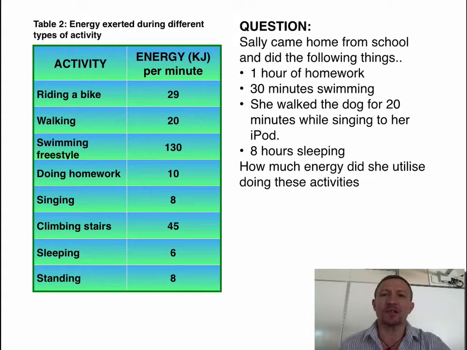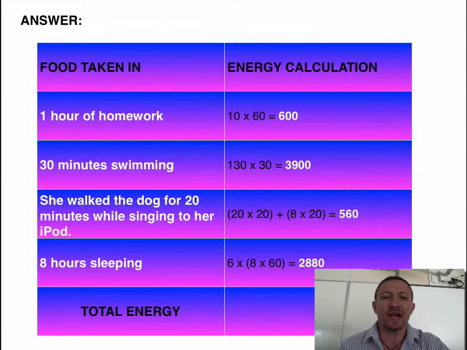So let's look at the question. Sally came home from school and did the following things. She did 1 hour of homework, 30 minutes of swimming, she walked the dog for 20 minutes while singing to her iPod, and 8 hours sleeping. We want to know how much energy she utilised doing these activities. Okay, so we go over to the answer sheet.